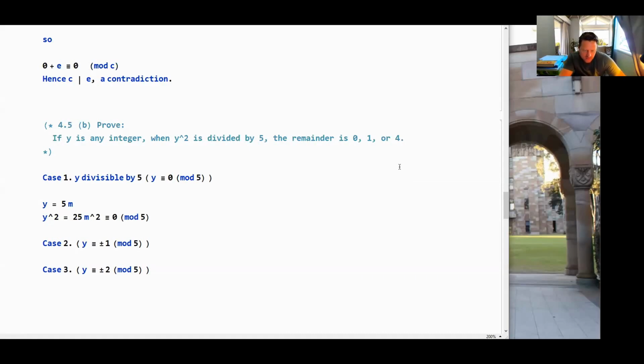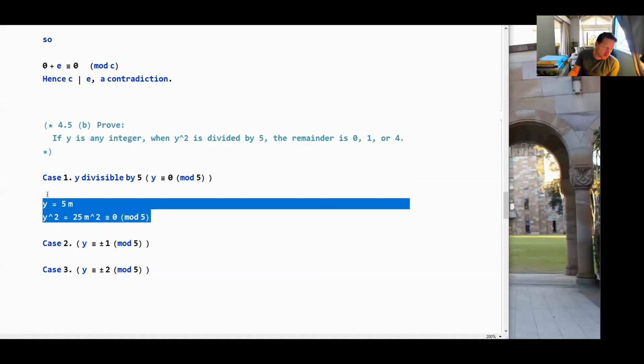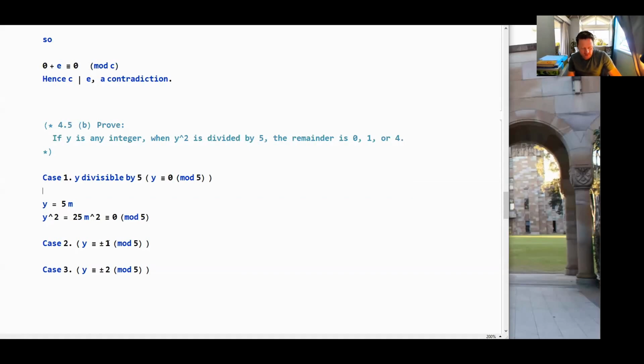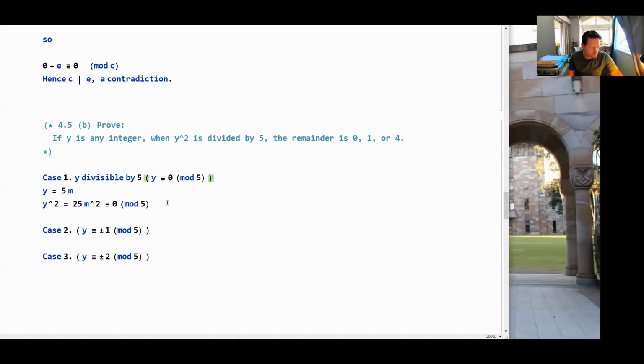Okay, Jinyu says reminder in case 3 is 4. Are you saying you would like a reminder or a remainder? Maybe you misspelled that. So, okay, so let's say we've done case 1 now, right? Everyone happy with case 1? And then we'll get on to Jinyu's comment. You follow case 1 here, Jinyu?